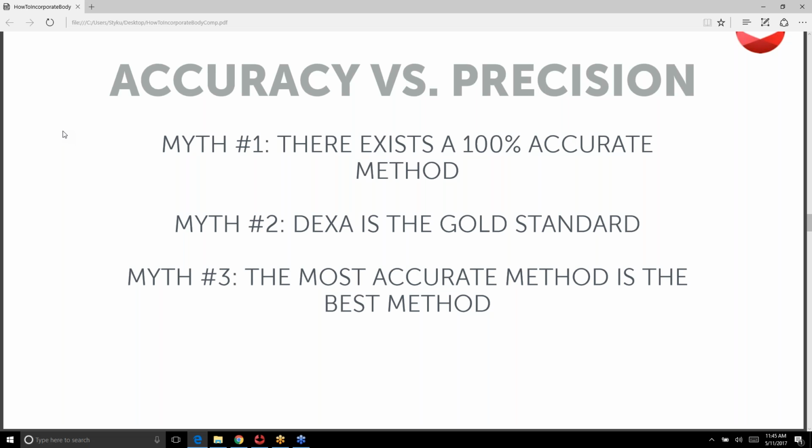So the DEXA itself doesn't see fat. It explicitly measures bone mineral content, right? And in fact, it was originally designed precisely for that. And then they realized, well, once we understand your bone density and the amount of bone in your body, we could probably use some statistical analysis to determine how much body fat is likely in your body.